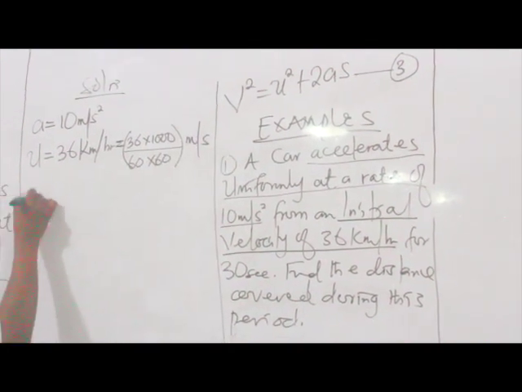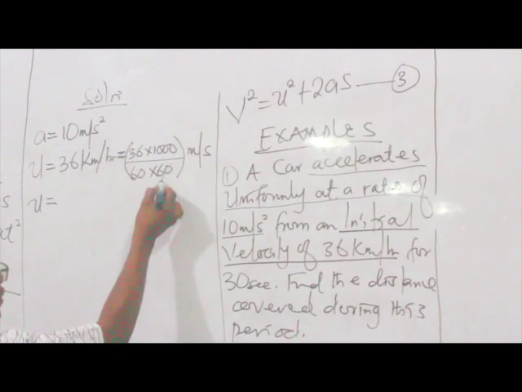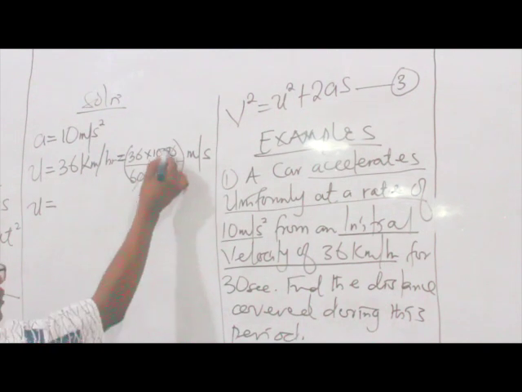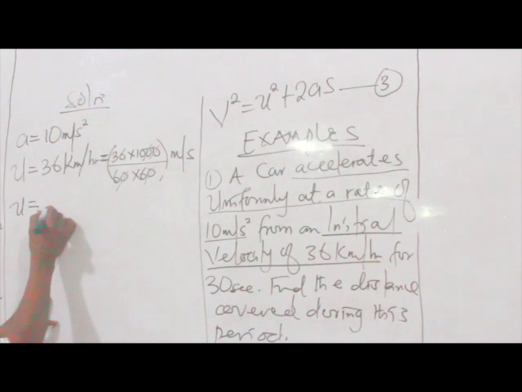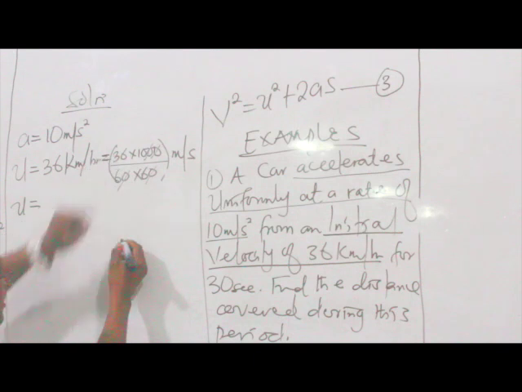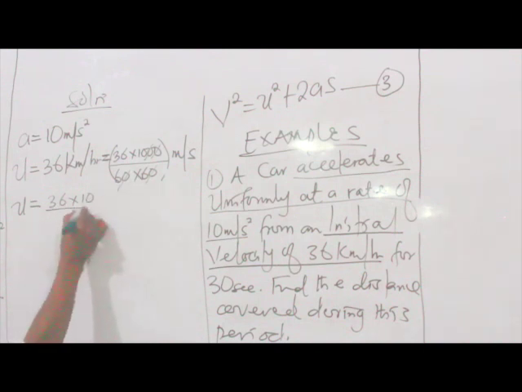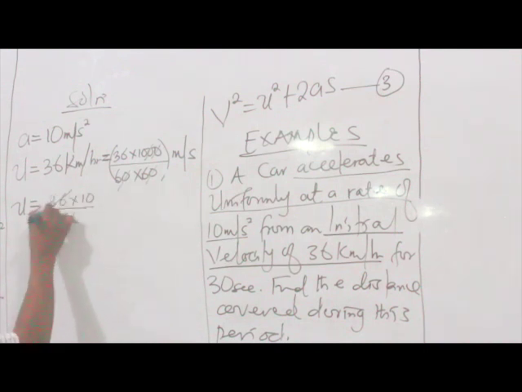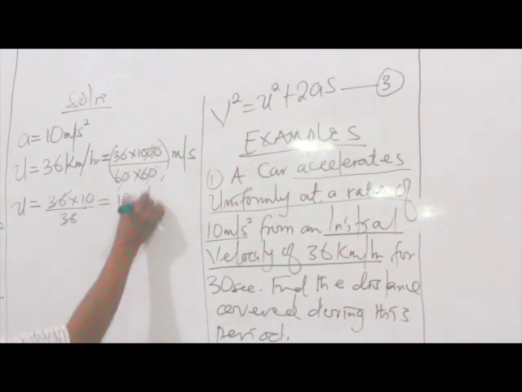At the end of the day, your U will then be equal to, if you cancel out, this 0 cancels 0 here, and that 0 cancels this, we are left with only 36 times 10, all divided by 6 by 6, still 36. Then 36 cancels 36, so U now would be equal to 10 meters per second. That's the initial velocity.